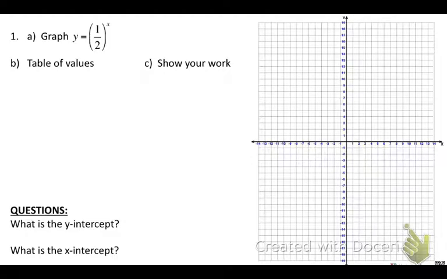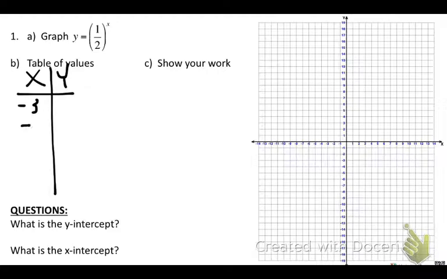So A says graph the equation y equals 1/2 to the x power. We're going to start by making a table of values. So x is the exponent that we're going to put on, and y is the output. We're going to pick our normal values. Don't have enough room really for myself here. Okay, so let's go ahead and just do the easiest ones.